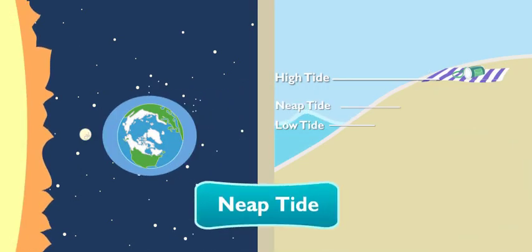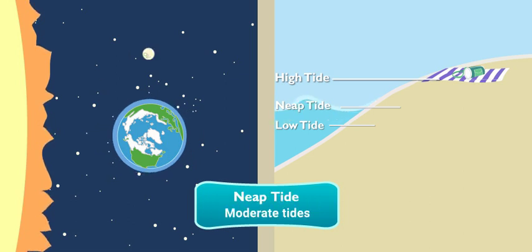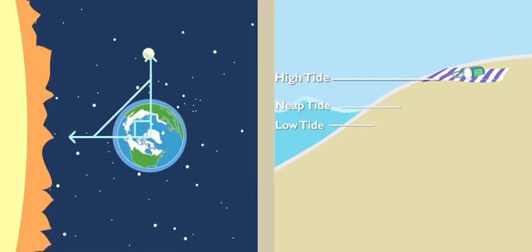Well, there are neap tides. Neap tides are the moderate tides. They happen when the sun and moon align at right angles, and their poles kind of cancel out. They are not the highest or the lowest tides, but somewhere in the middle.